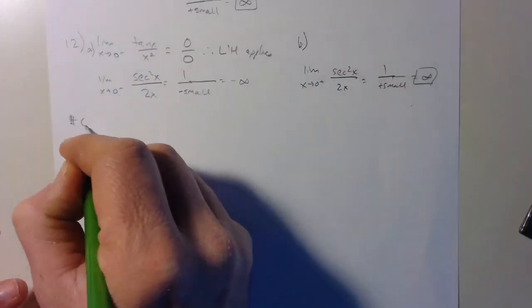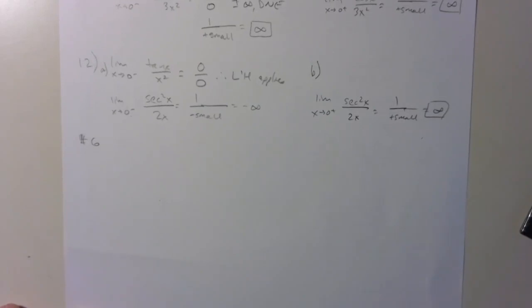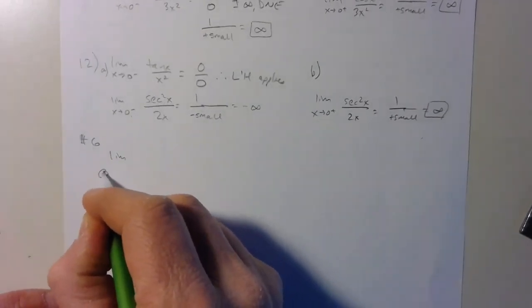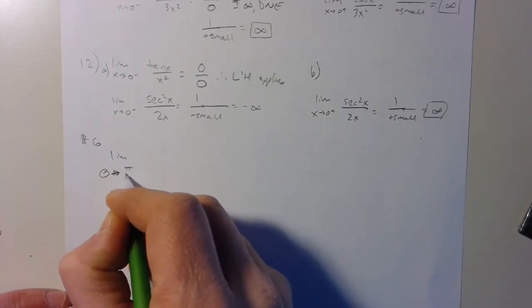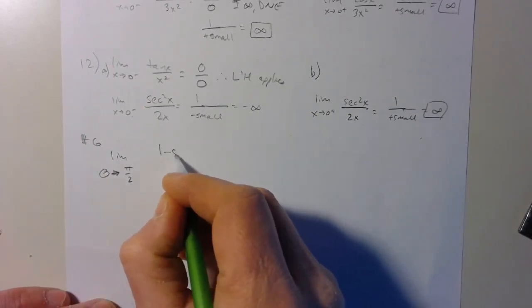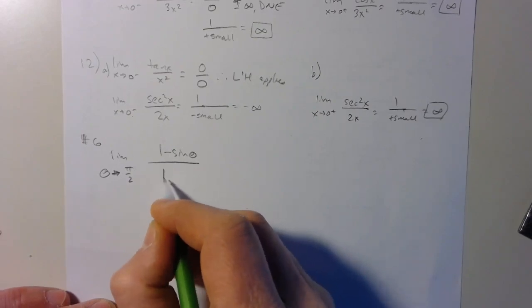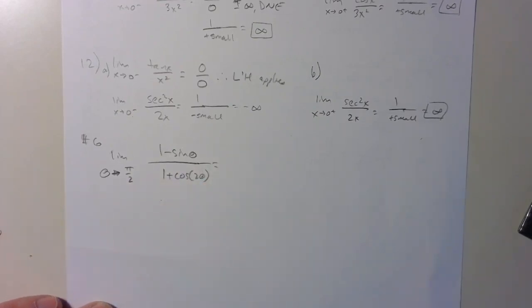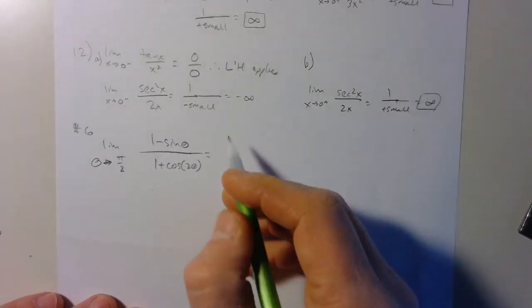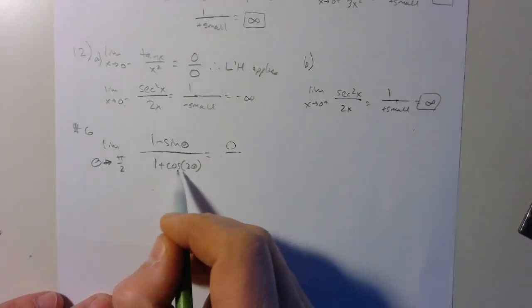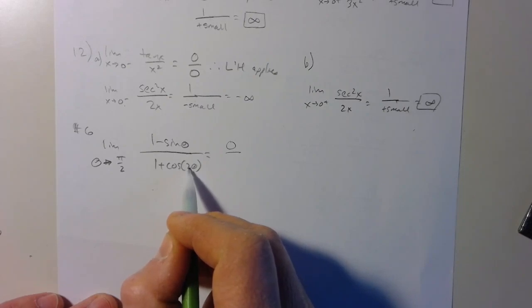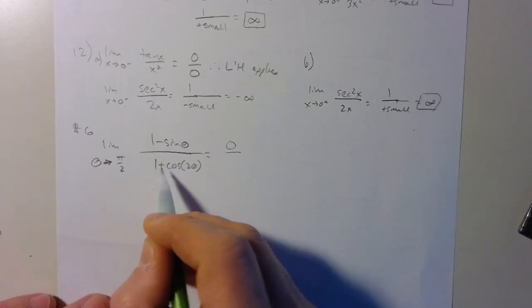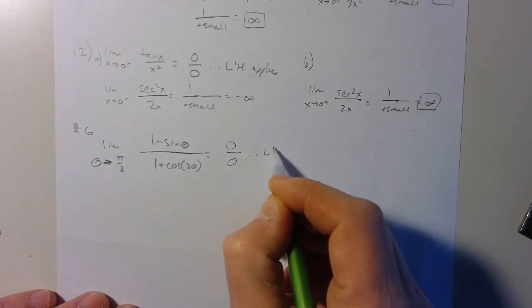Okay, so somebody asked about number 6 on the L'Hopital's. So number 6 was this craziness, the limit as theta is approaching pi over 2 of 1 minus sine theta over 1 plus cosine of 2 theta. Okay, if we plug in theta here, sine of theta is 1, so that's going to be 0. Cosine, okay, let's see, 2 times pi over 2 is just pi, so cosine of pi is -1, so 1 minus 1. Okay, so we know that L'Hopital's applies.